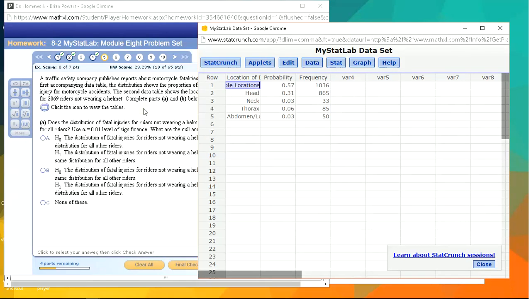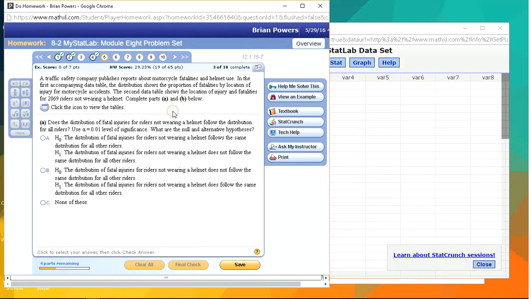What we're trying to determine is whether these bikers get injuries with these probabilities or not, or whether this probability distribution applies. So the null hypothesis is that it does. The null hypothesis is that the distribution of fatal injuries for riders not wearing a helmet follows the same distribution as for other riders, and the alternative is that it does not. So that's what we would choose. The null hypothesis has to prescribe a distribution. The alternative just says, no, something else is going on.